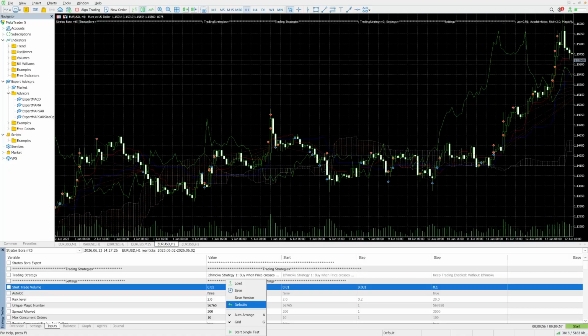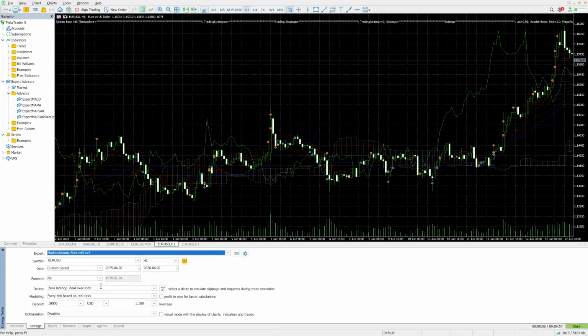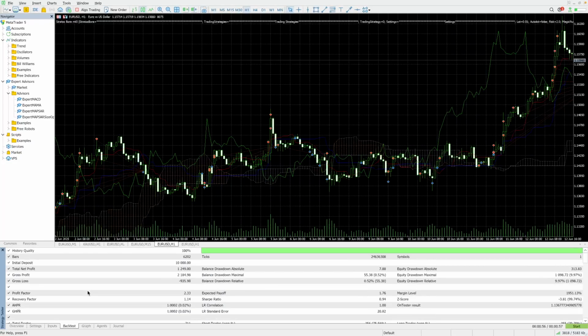I use these default settings to run a test on EURUSD on the 1 hour time frame for the full year 2025, June 2025 to June 2026, with a $10,000 deposit. Now the result was a net profit of about $1,249. We have a profit factor of 2.3. We also have max drawdown around 9 to 10% for the equity, and we also have the balance drawdown, which is very minimal at 0.52%.